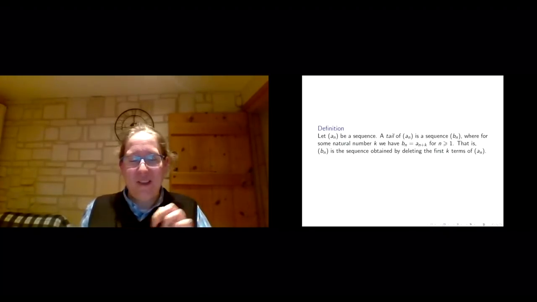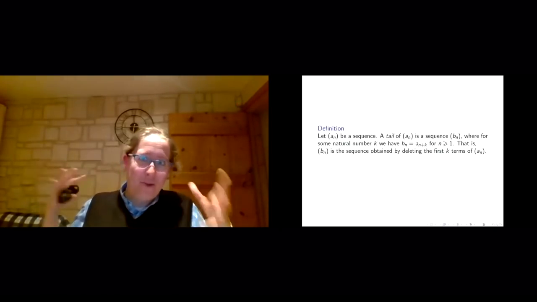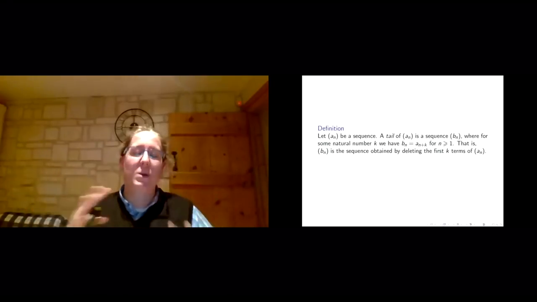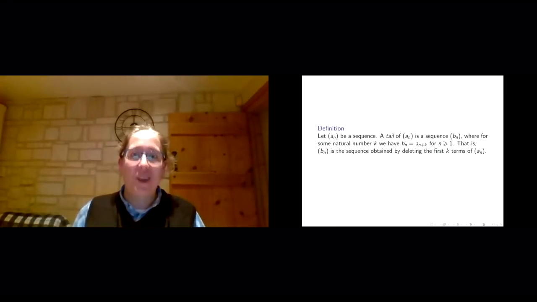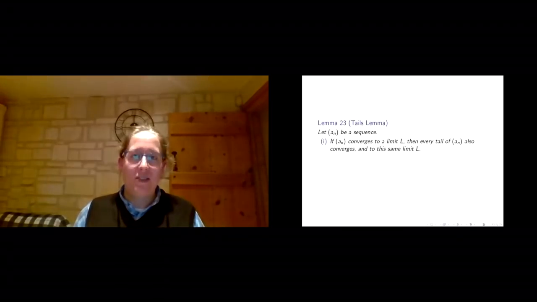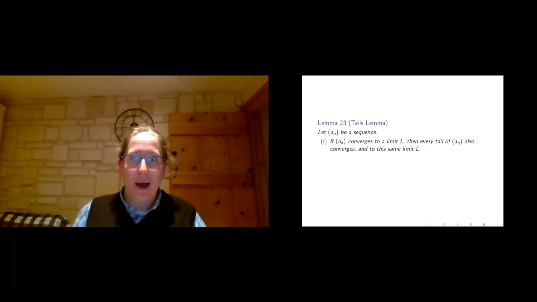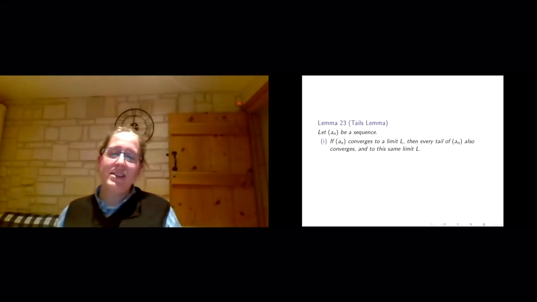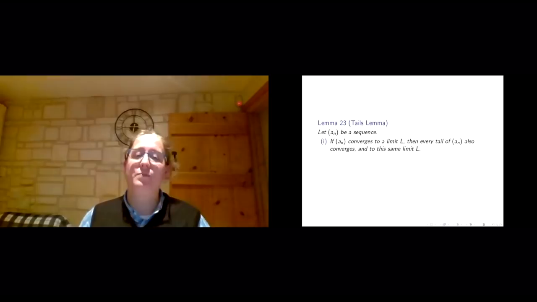And that pins down this idea of, for the first 100 terms or the first 1,000,000 terms or whatever, we can lose those. We can do that by considering a tail. So now let's look at our lemma. This is lemma 23, and this is called the tails lemma. So if you want to refer to it later on, you can say by the tails lemma. And it says two things. It says let (A_n) be a sequence.